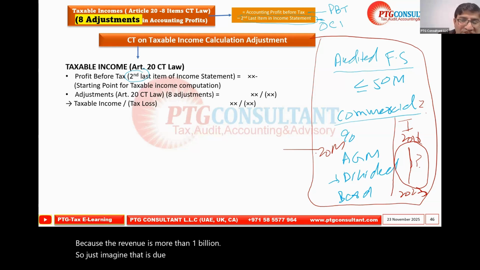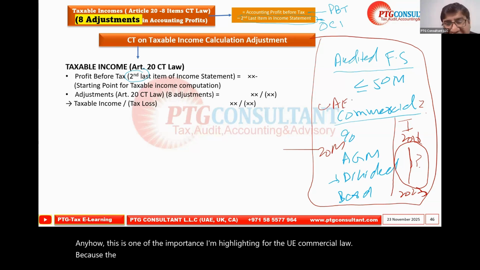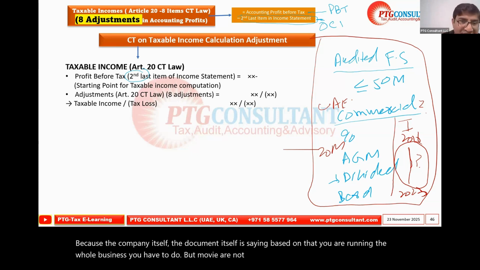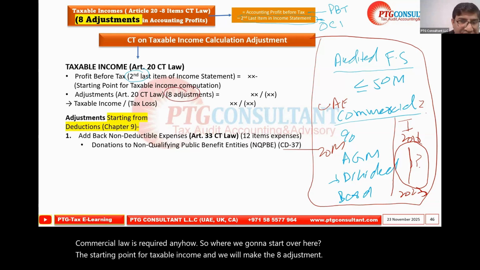Anyhow, this is one of the importance I am highlighting for the UAE commercial law, because the company document itself is saying that based on that you are running the whole business, you have to do it. But we are not familiar; many other compliances as per commercial law are required. Anyhow, we are going to start over here. The starting point for taxable income, and we will make the 8 adjustments. This is the same thing now.